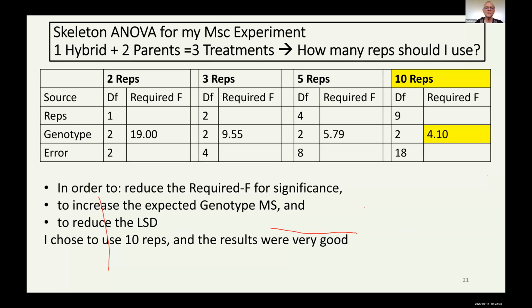So my master's thesis had a hybrid of sorghum and two parents to make 3 treatments. And how many reps should I have used? Well, the required F is huge if I were to use only 2 reps, and it gets lower as you go down. And at 10 reps, it's considerably lower. And so I chose to use 10 reps for my experiment, and the result turned out very good.